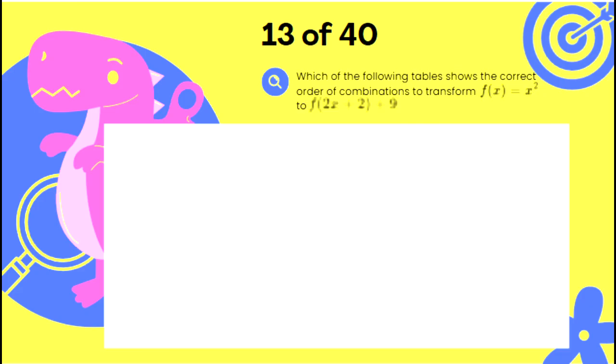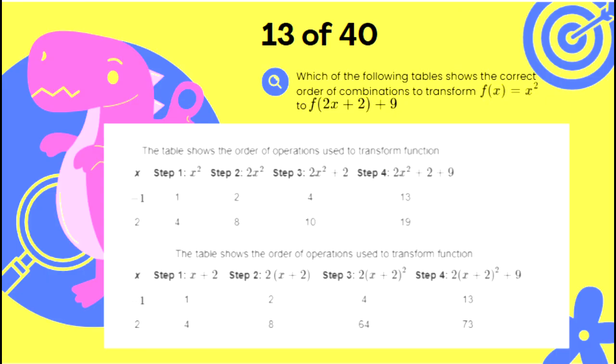Here's number 13, and it blurred all this, and it didn't load this, but it says, which of the following tables shows the correct order of combinations to transform f of x into x squared? f of x equals x squared into f of 2x plus 2 plus 9. Okay, guys, this one is a doozy. There has to be a typo in here, which is really frustrating, but this is all I have on the preview. Hopefully when you take the actual test you have more information than this, but there should be an equal sign here and then more.